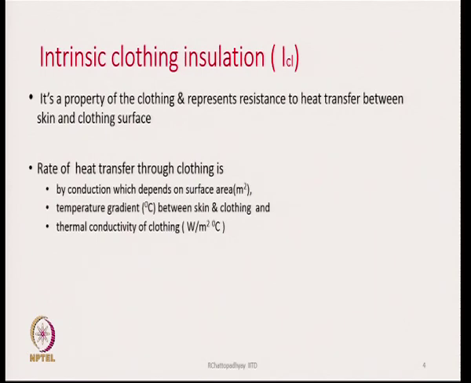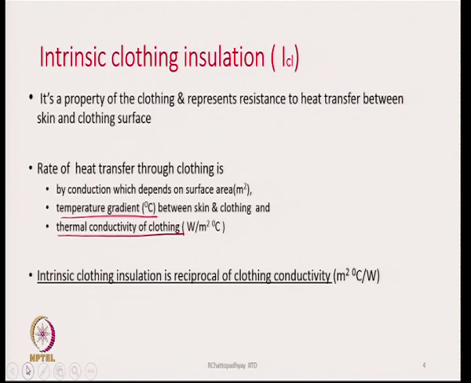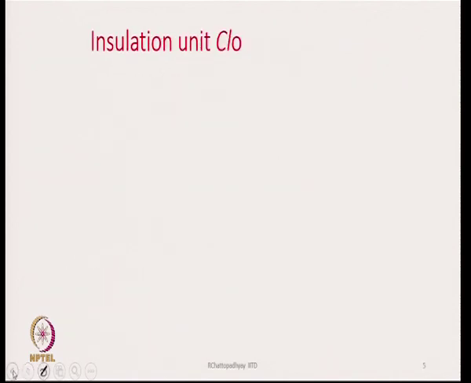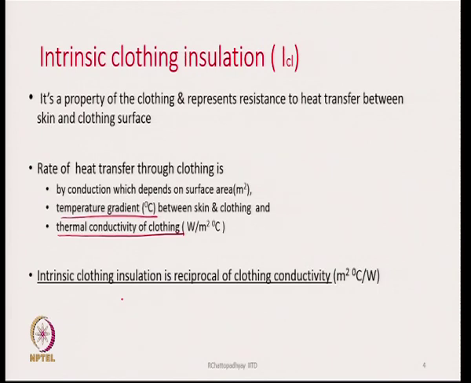physics courses also. It could be by conduction, which depends upon the surface area, and also depends upon the temperature gradient, and also depends upon the thermal conductivity of the clothing. So, whatever heat is lost through conduction depends upon surface area of contact, temperature gradient and thermal conductivity. So, intrinsic clothing insulation is reciprocal to clothing conductivity. You all know that conductivity and insulation are basically reciprocal to each other.